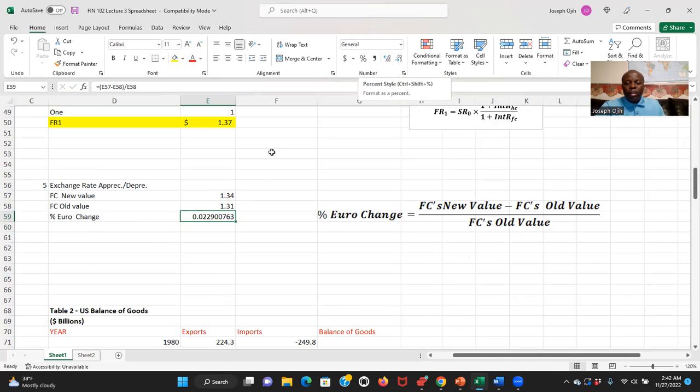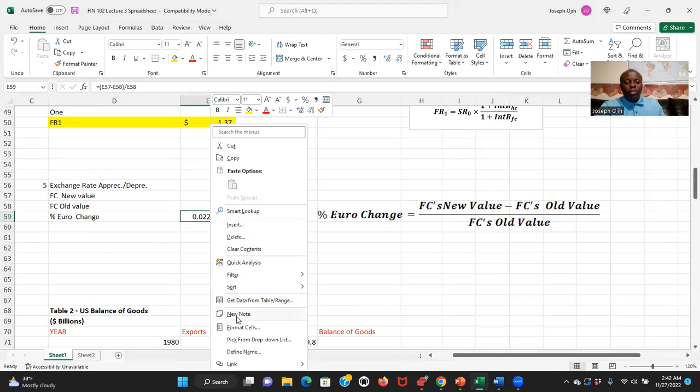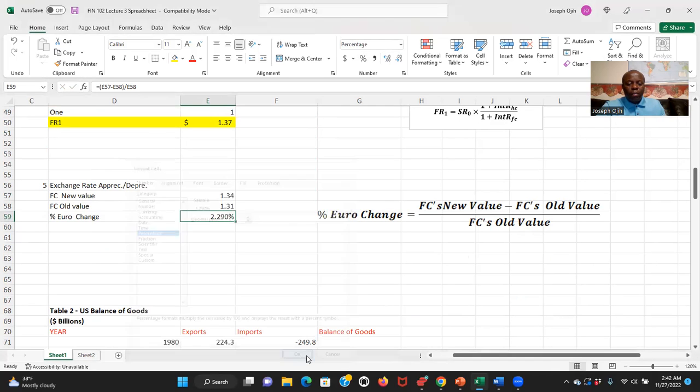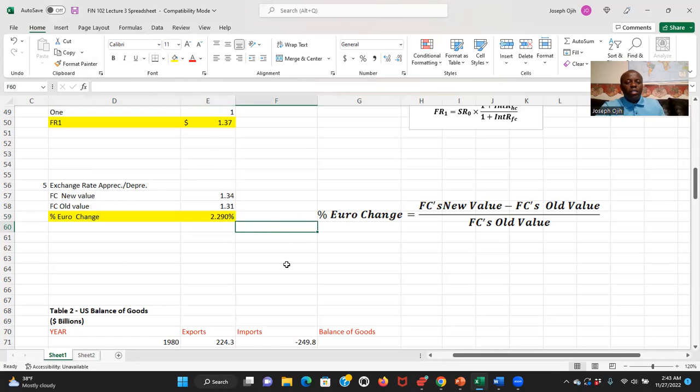You can click, or you can just right click here and choose format cells. Make it 2 decimal places. I can make it percentages. You can choose the number of decimal places you want from here. If I want 3 decimal places, for example, I can make it 3. So that is the percentage change in the euro. So it changed by 2.29%. So you appreciated by 2.29%.